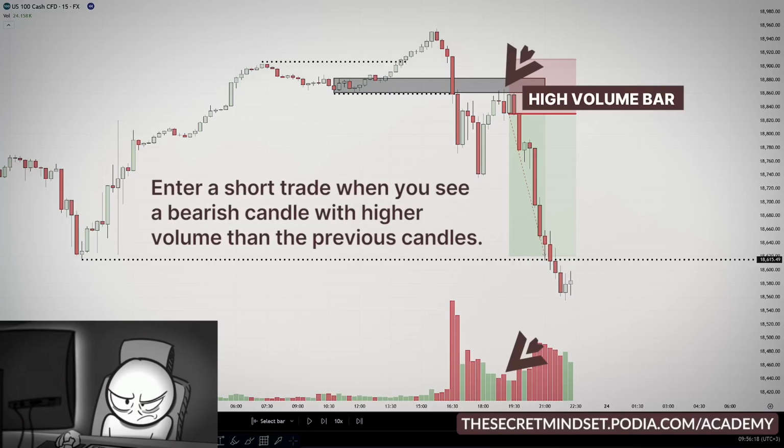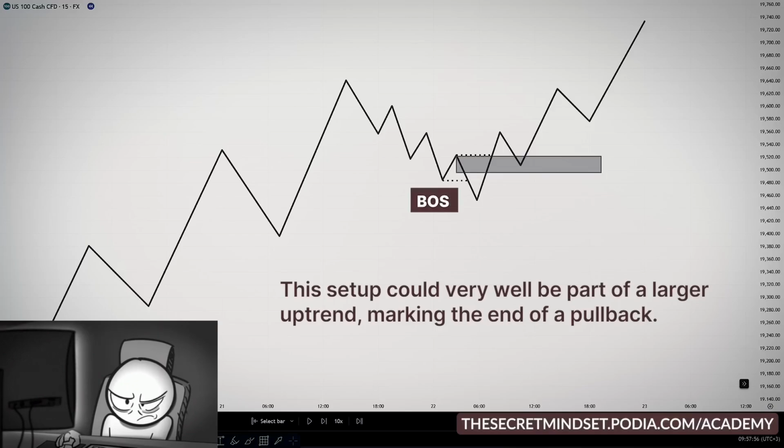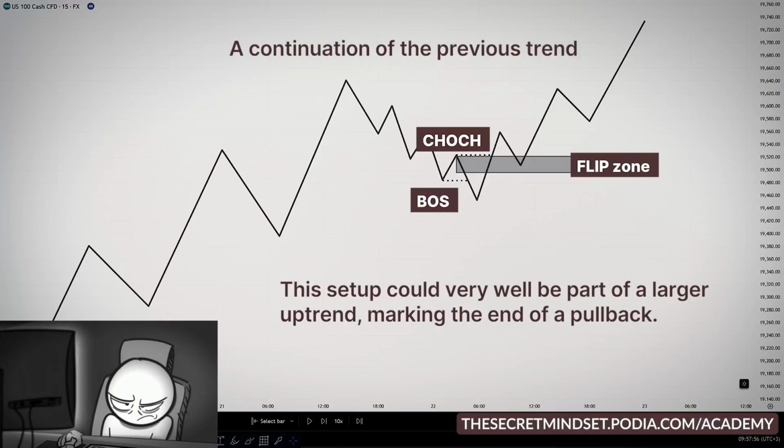This is a low-risk entry for a short trade. Now, very important, when you spot a setup like this one, consider the larger context of the market. This setup, the break of structure, change of character, and the flip of supply to demand, could very well be part of a larger uptrend, marking the end of a pullback. And trading this setup as a continuation of the previous trend, rather than a reversal, is often the smarter move.